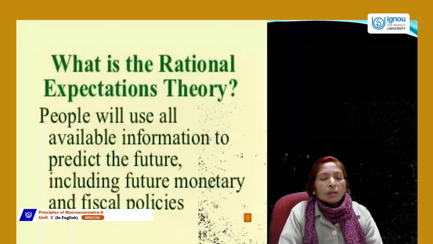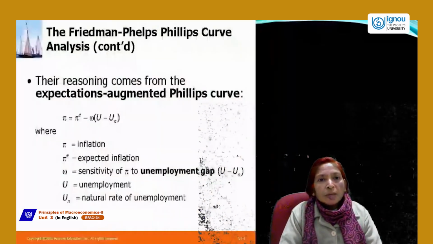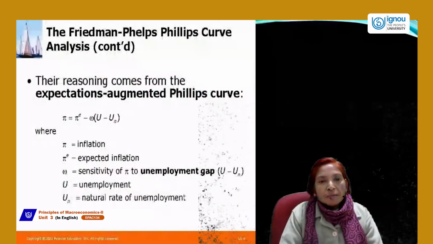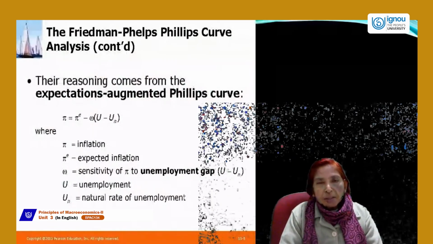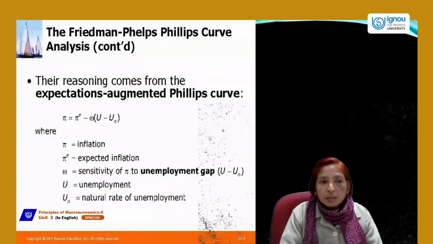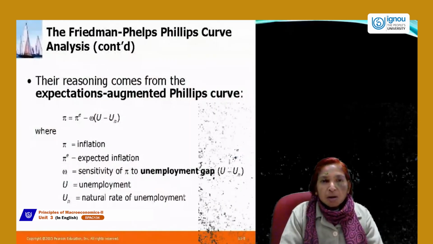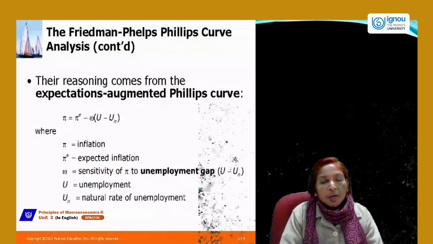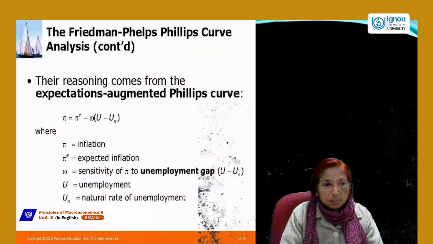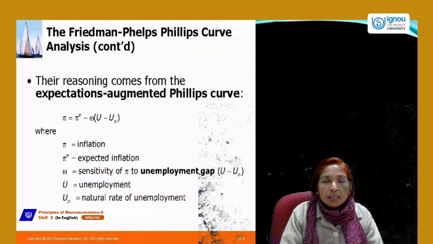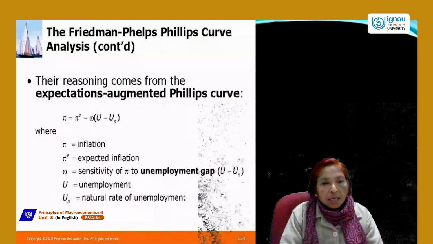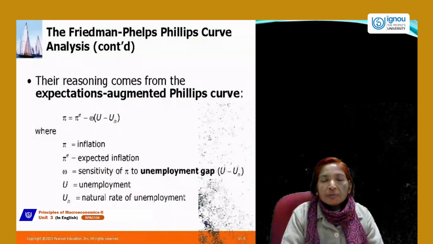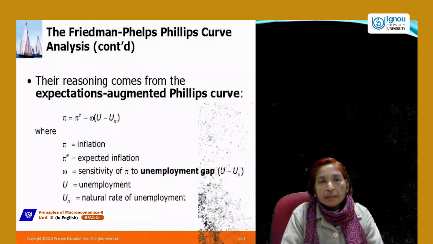Next is the Friedman-Phelps Phillips curve analysis. Their reasoning comes from the expectation augmented Phillips curve. In this augmented Phillips curve equation, pi is inflation, pi e is expected inflation, and theta shows the sensitivity of pi to the unemployment gap.